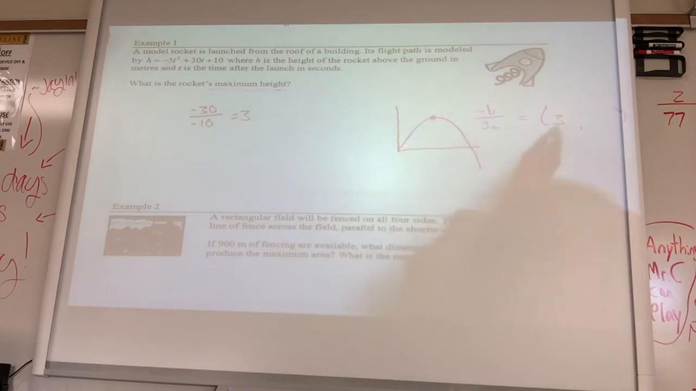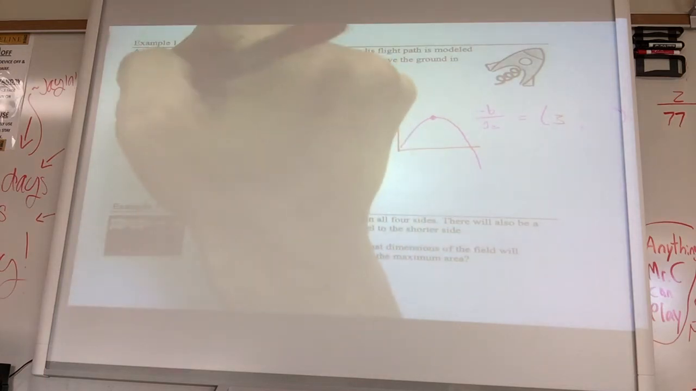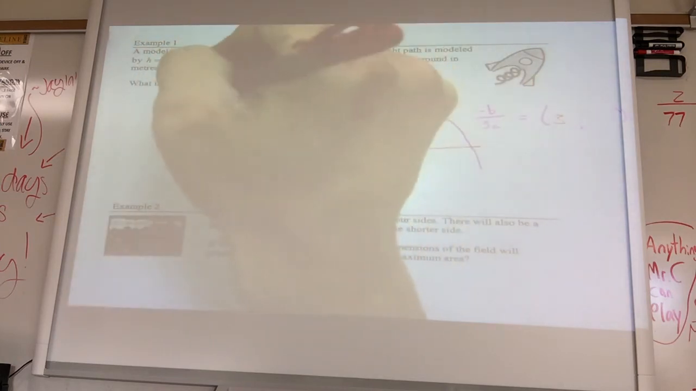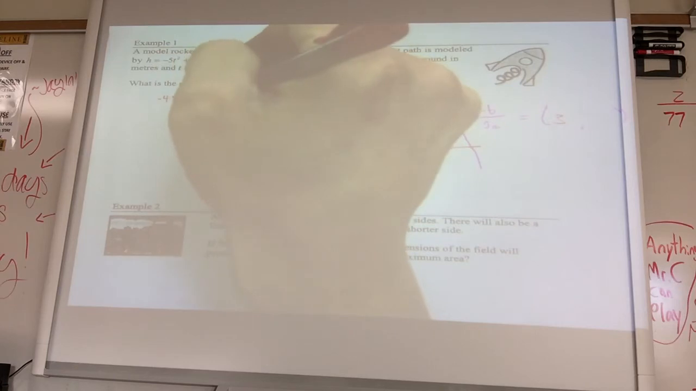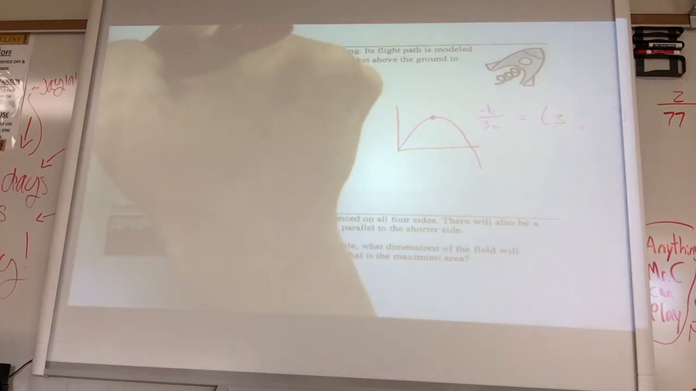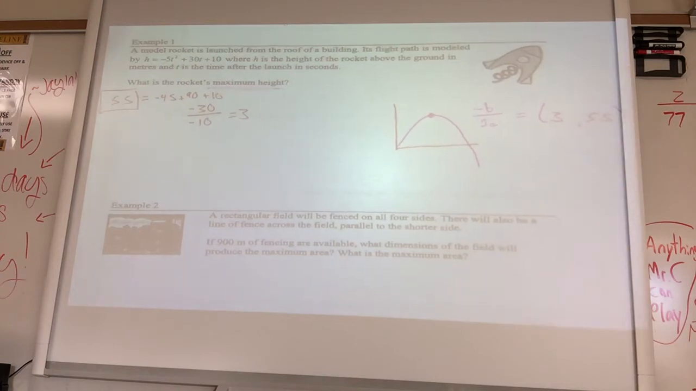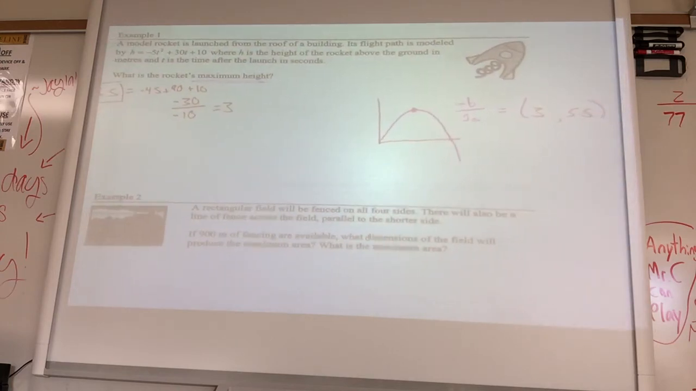And if you want to find the height, you take that 3 seconds and plug it in here. So -5 times 3 squared, so -5 times 9 is -45, plus 30 times 3, which is 90, plus 10. That equals the total height. So -45 plus 90 is 45, plus 10, that's 55. So it reaches a max height of 55 meters in 3 seconds. Okay, so that's the first one done.